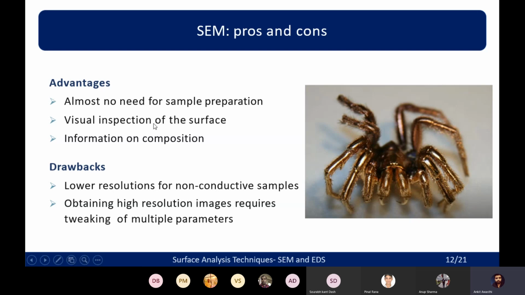And one thing is very important: the visual inspection of the surface. What it means is, if you are getting some profile or some image of the scanned surface, you can predict, okay, this kind of image we require. If you have gone to the SAIF facility at IIT Bombay, the first thing they ask is what you actually want to look at in the sample, meaning what your requirement is from this SEM analysis.